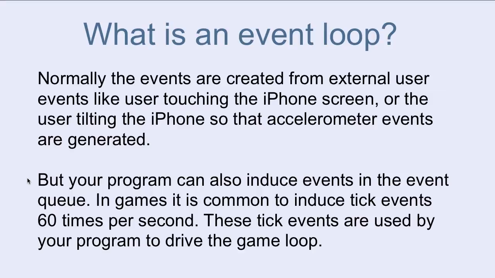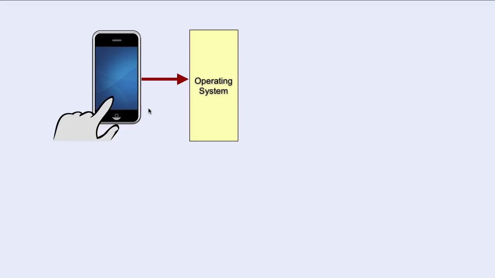Let's see what all this means. Here is a user touching the iPhone screen. That creates events. But where do these events go? They go to the operating system.